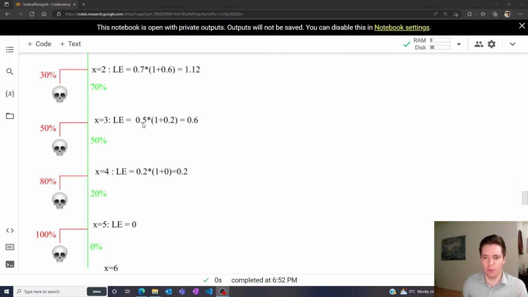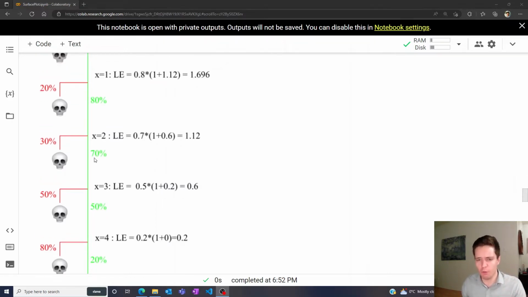But we also have to add 0.5 times the 0.2 years we have once we reach the age of 4 here. Furthermore, if we take a look at year number 2, with a 70% chance of surviving until year number 3, the life expectancy must be at least 0.7 times 1 year, but also 0.7 times 0.6, getting up to 1.12 and so on and so forth.